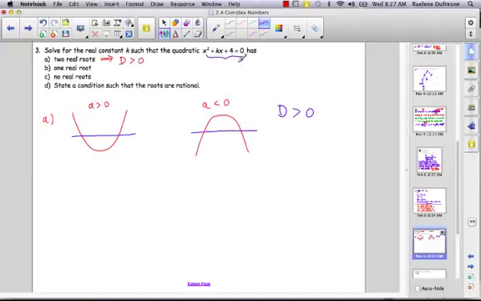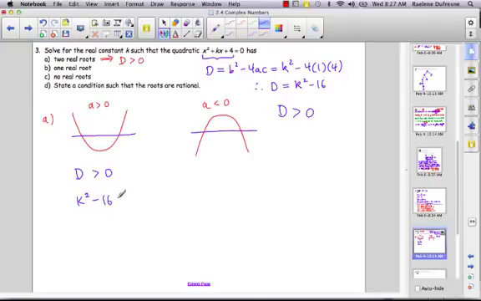Well, what we need to do for this quadratic expression on the left-hand side is work out the quadratic discriminant. So b squared minus 4ac is equal to k squared minus 4 times 1 times 4, so the discriminant is equal to k squared minus 16. So in part A, we want 2 real roots. So therefore, the discriminant must be positive. So k squared minus 16 must be positive.